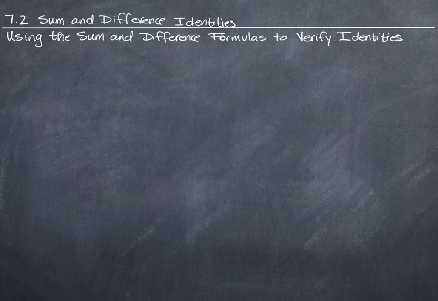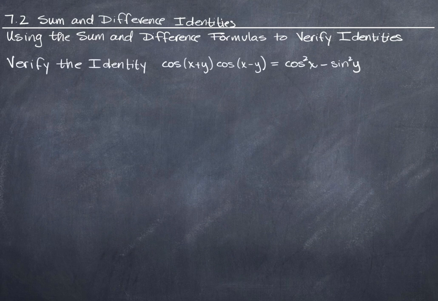In this video, we're going to specifically use sum and difference formulas to verify identities. There are a lot of different problems that I might do here, but the one I've chosen to do is this one. Verify the identity: the cosine of x plus y times the cosine of x minus y equals cosine squared x minus sine squared y.